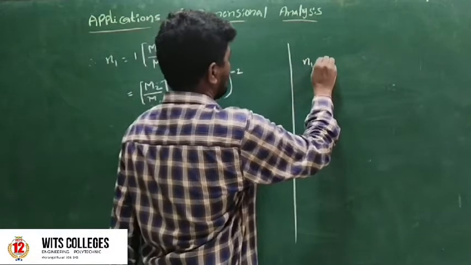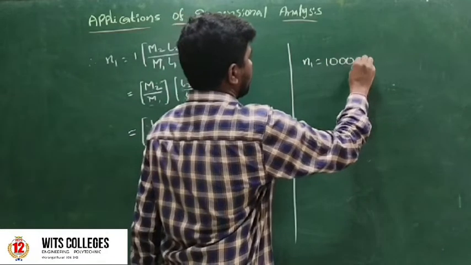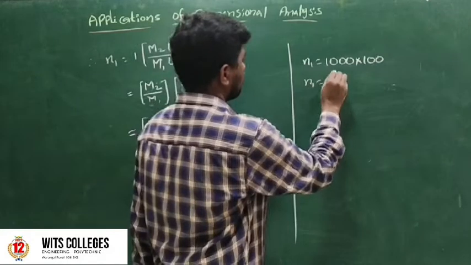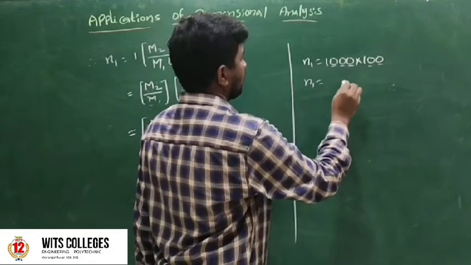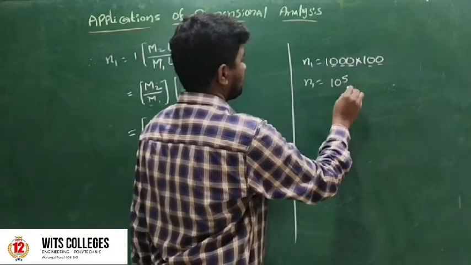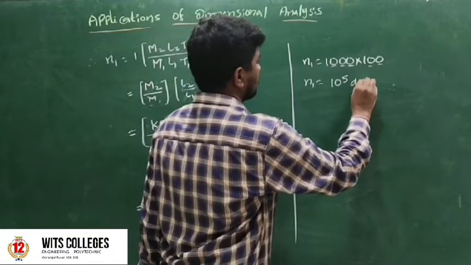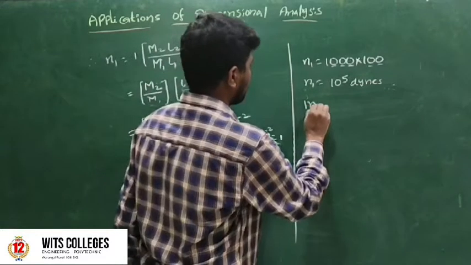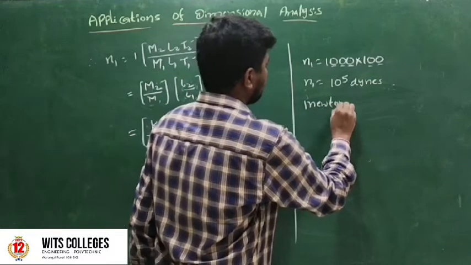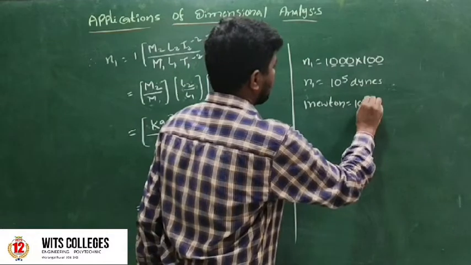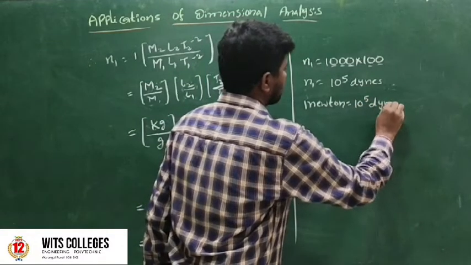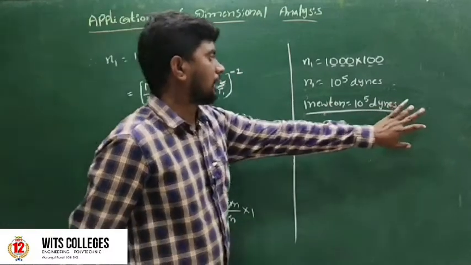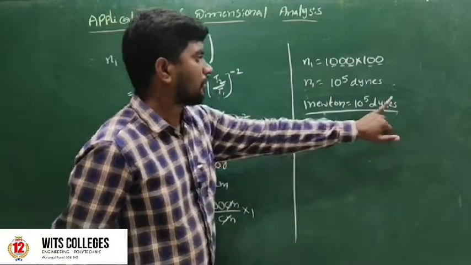n1 equal to 1000 into 100, so n1 equals 10 to the power of 5 dynes. That is, 1 Newton equals 10^5 dynes. This is how one system is converted into another system, the SI system into the CGS system.